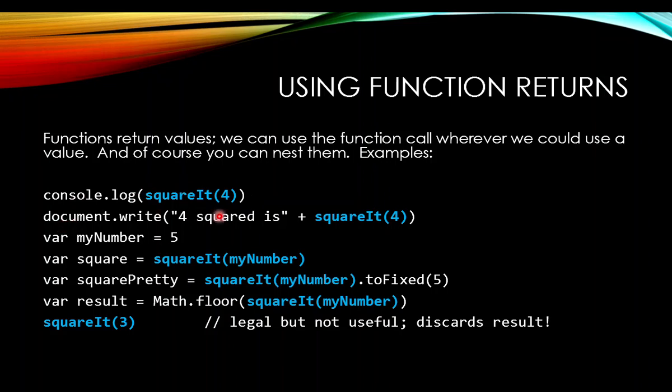How about here? Document.write 4 squared is, and then it's going to say plus. It's going to go and run that. That's going to turn into 16. This is going to concatenate the 16, and oops, there's going to be no space between the s and the 16. That's all right. It's going to say 4 squared is 16.